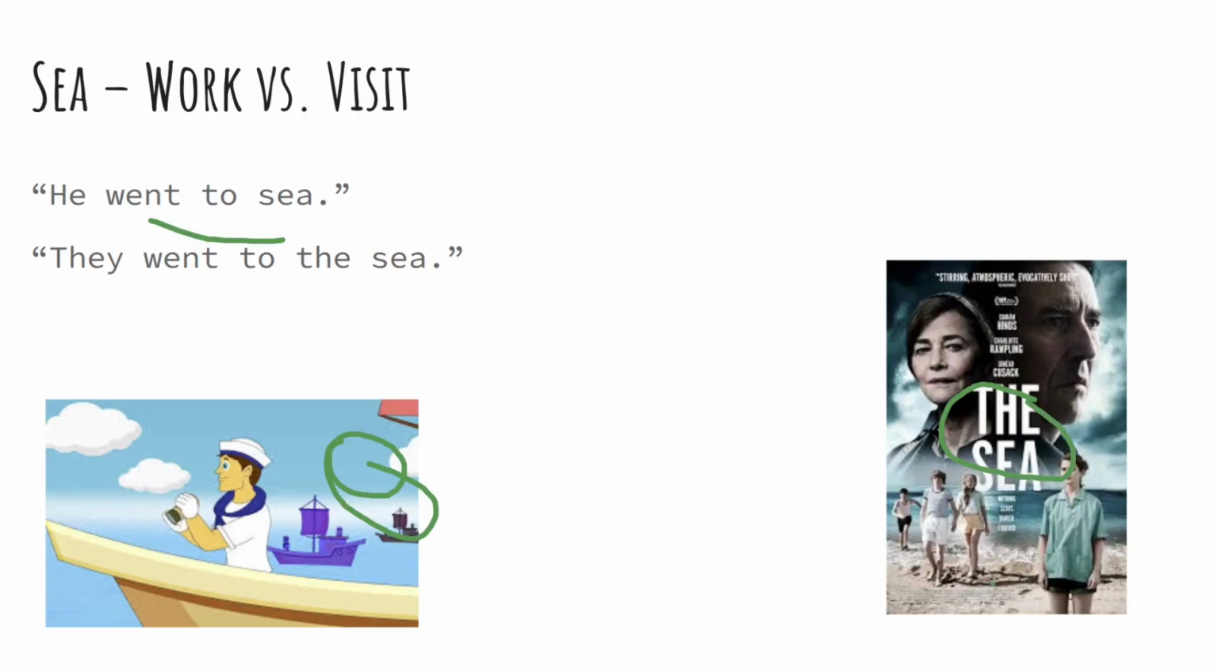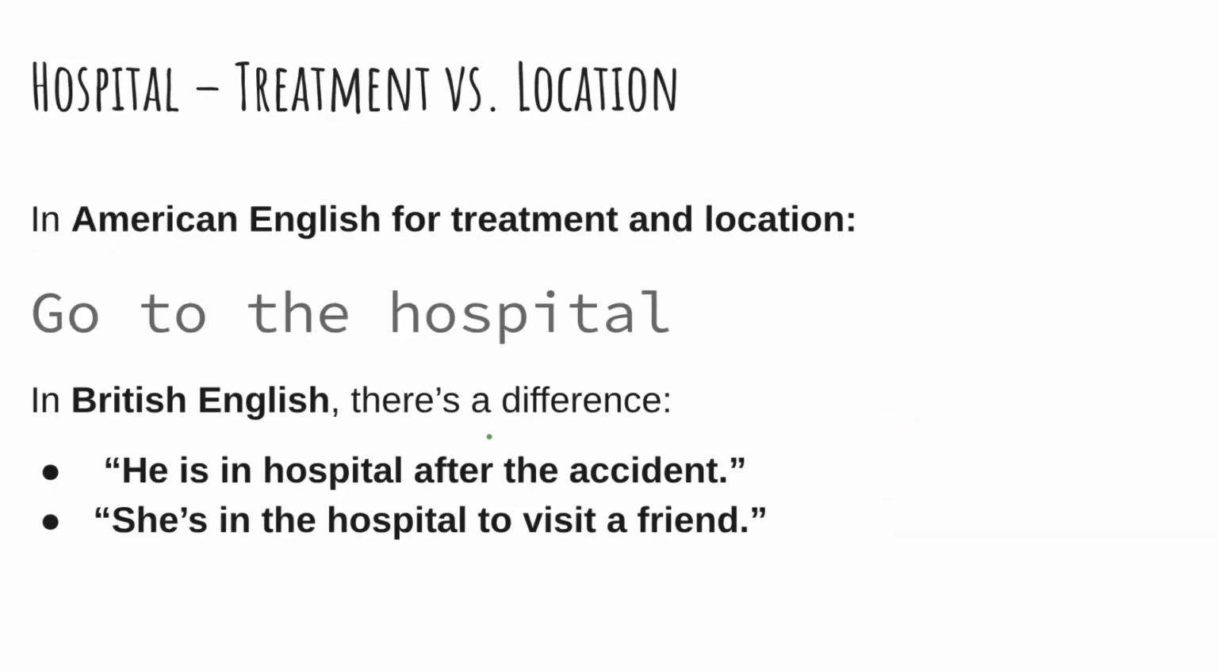Number 8, hospital, treatment versus location, British versus American English. In American English, we usually say, he is in the hospital, whether he's being treated or simply located there. In British English, there's a difference. He is in hospital after the accident. That means he is receiving medical treatment.